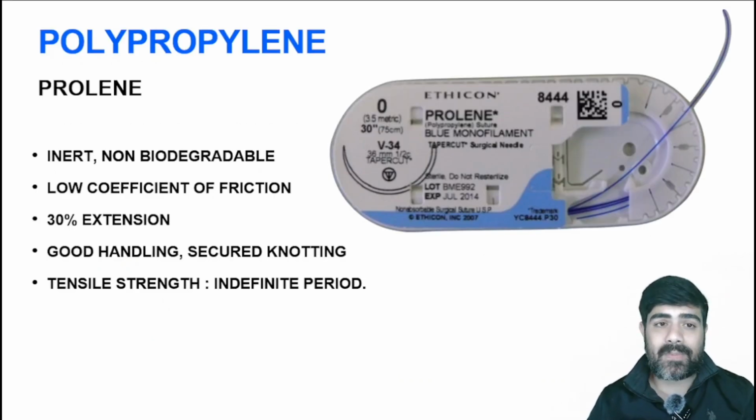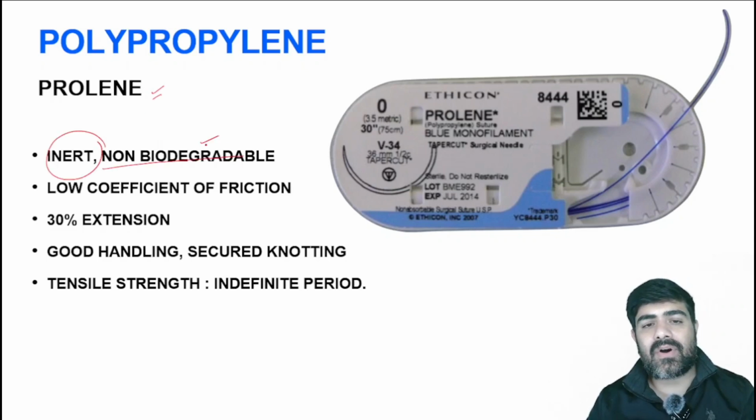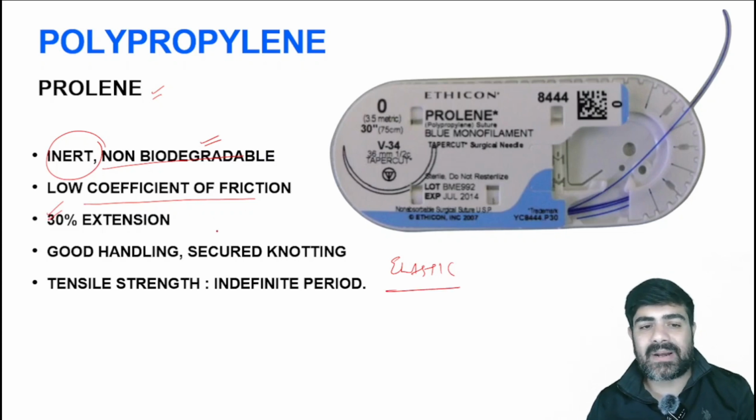And again we have polypropylene. This is Prolene. This is inert. This is non-biodegradable with a low coefficient of friction. This is smooth and passes easily through the tissue. There is 30% extension. It is an elastic suture. 30% extension, and after 30% extension, then it breaks. Okay, good handling and secure knotting, and tensile strength is for an indefinite period.